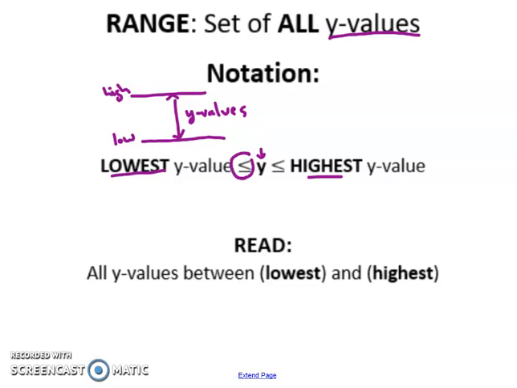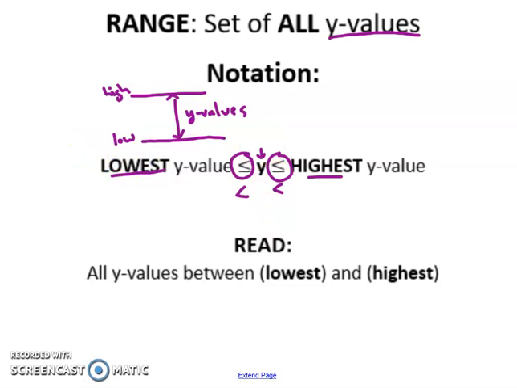And again, note that our inequalities both point left. It could, again, just like with domain, be less than, not less than or equal to. And we'll talk about that. And again, you read it just by saying y is between whatever the lowest and the highest values are, right? So if it's 0 to 5, this would be y is between 0 and 5. If it's negative 10 to 15, y is between negative 10 and 15, right? That's just how you read it.